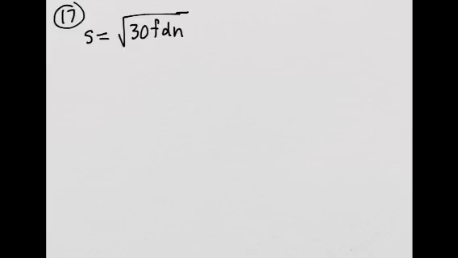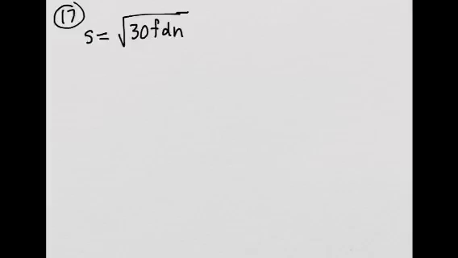Okay, for number 17, they give you the formula for the skid length of tires on the ground. So S is the length of the skid marks, and F is the coefficient of friction, and N is the percent braking efficiency as a decimal. And so you have to figure out what D is in this problem.